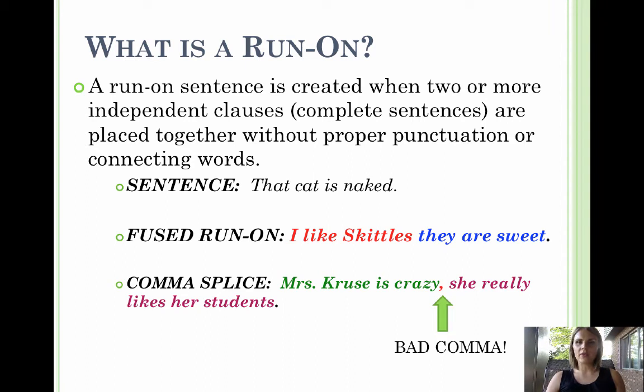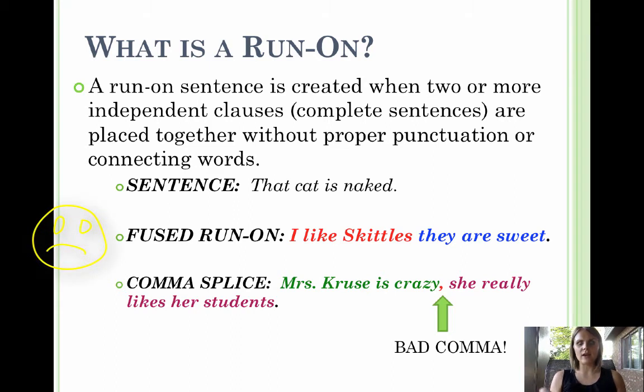So we're going to start with the definition of a run-on. Basically, a run-on sentence is created when two or more independent clauses, also known as complete sentences, are placed together without proper punctuation or connecting words. So, an example of a sentence, which is good, is "That cat is naked." A fused run-on is "I like Skittles, they are sweet."